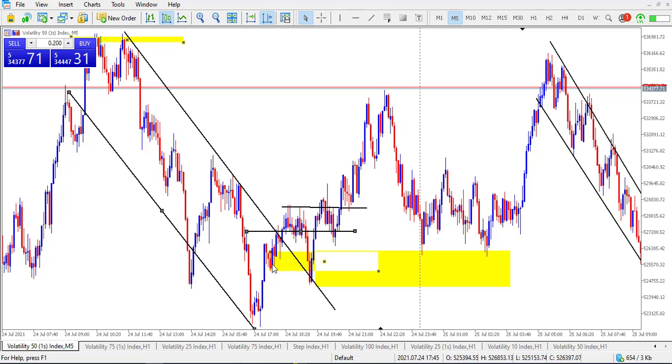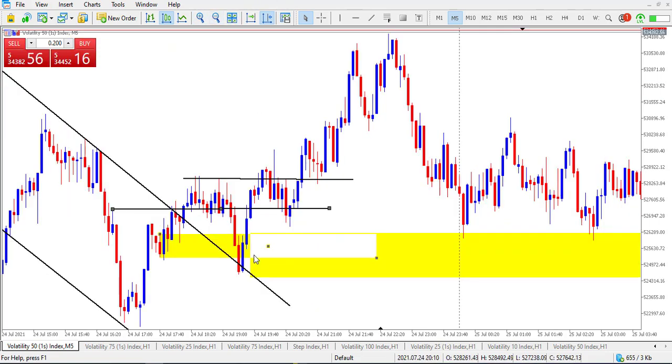Yes, you heard that right. Our stop loss would have been hit here, right here with this candle. Our stop loss would have been hit. But look at price.